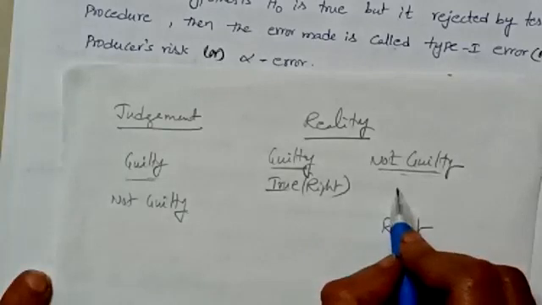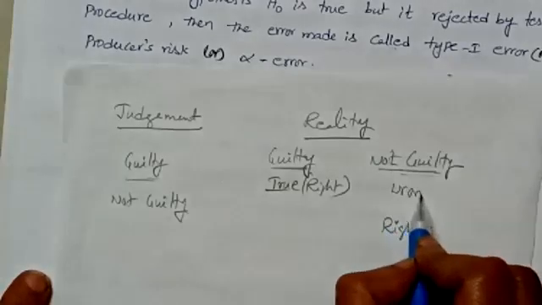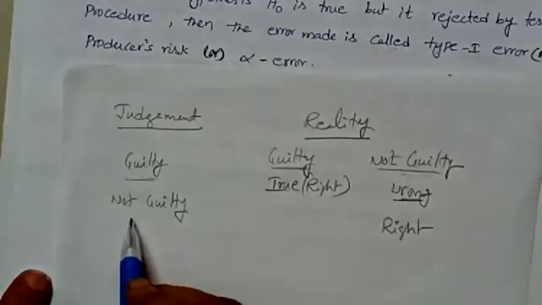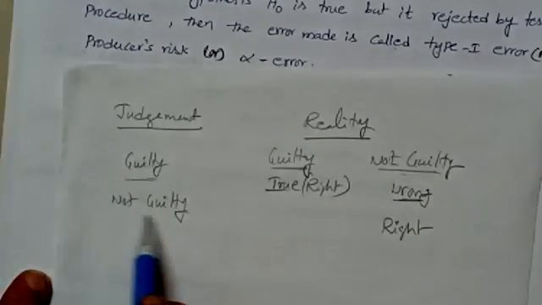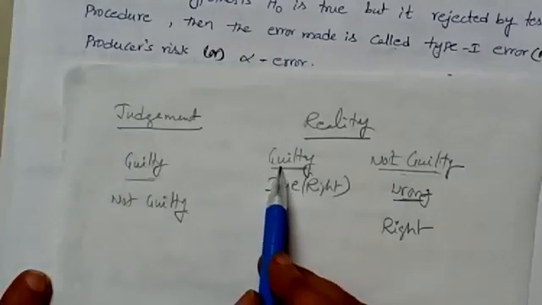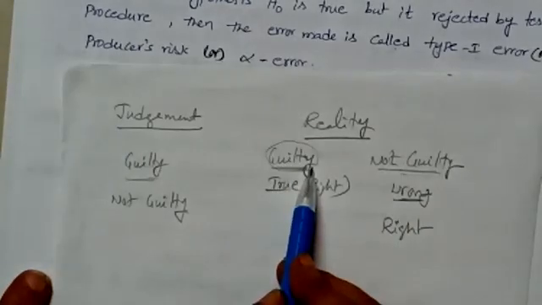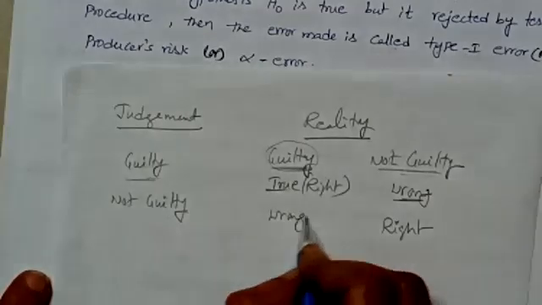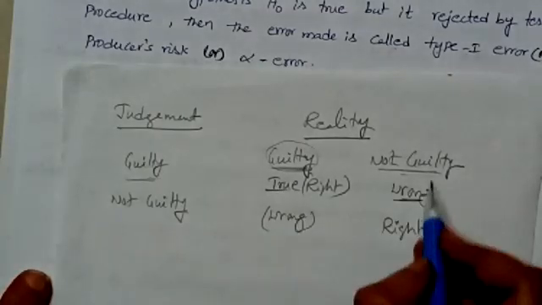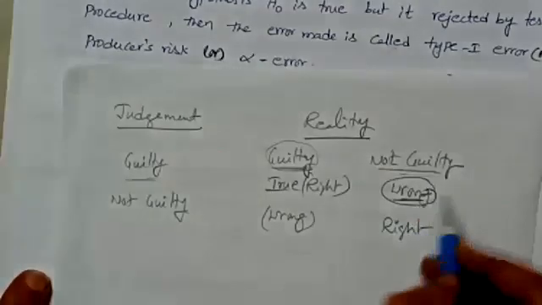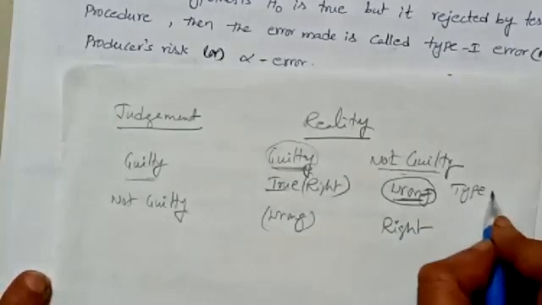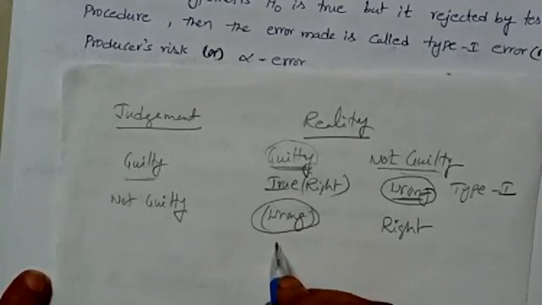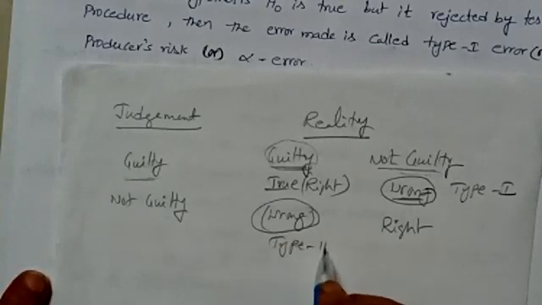Now, whenever the judgment is given as guilty but in reality the prosecution proved that he is not guilty, that is considered a wrong hypothesis. Now for the judgment not guilty, but in reality he is guilty, that is also a wrong hypothesis. The first wrong hypothesis is called type 1 error, and this second wrong hypothesis is called type 2 error.